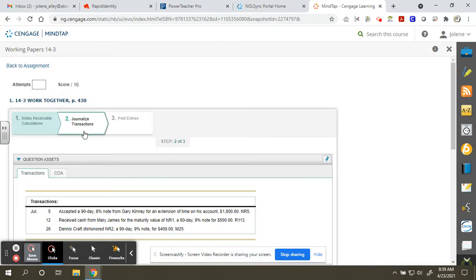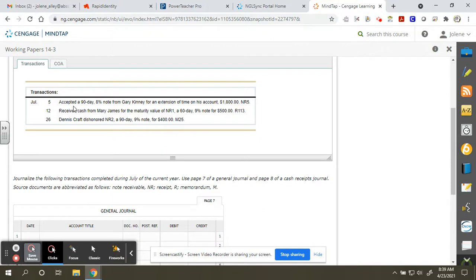Next step says journalize the transactions. It gives us 3 transactions right here. June 5th, accepted a 90-day 8% note from Gary Kinney for an extension on his account. So apparently he had an accounts receivable with us, and he came back and said, look, I can't pay it on time. Can I take a loan out for it? And we said yes, but we're going to charge you 8%. And he said okay, I'm good with that.